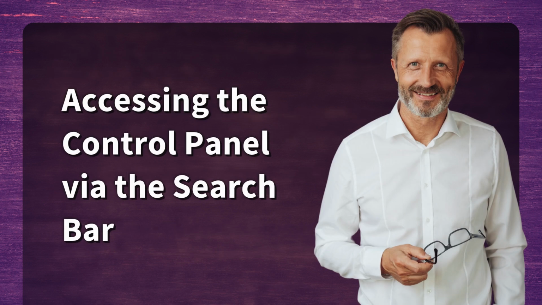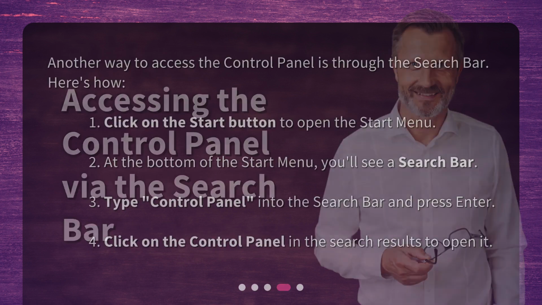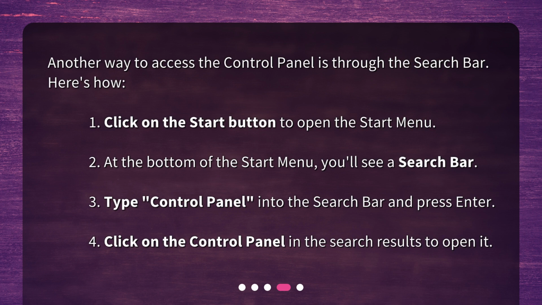Accessing the control panel via the search bar. Another way to access the control panel is through the search bar. Here's how. 1. Click on the Start button to open the Start menu. 2. At the bottom of the Start menu, you'll see a search bar. 3. Type Control Panel into the search bar and press Enter. 4. Click on the control panel in the search results to open it.